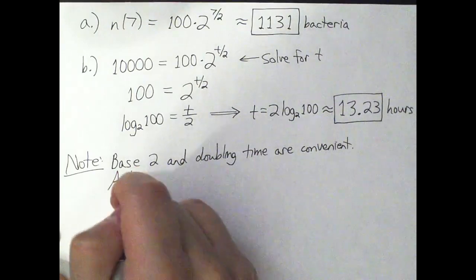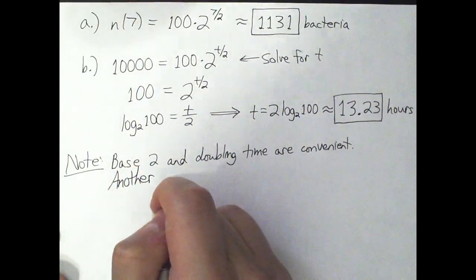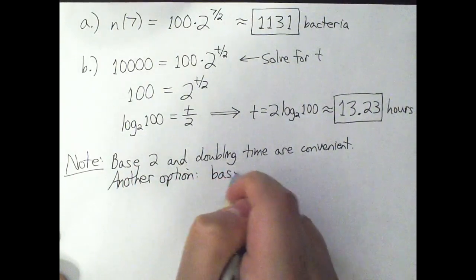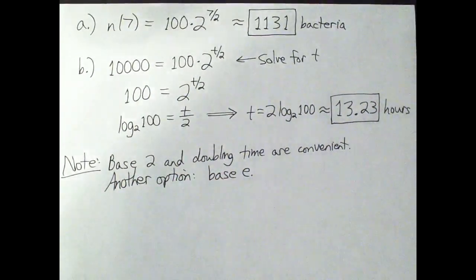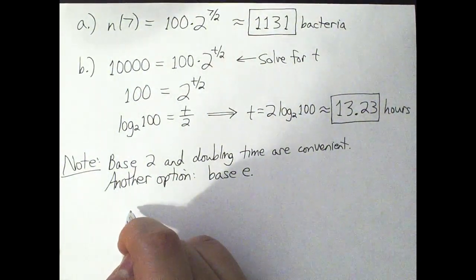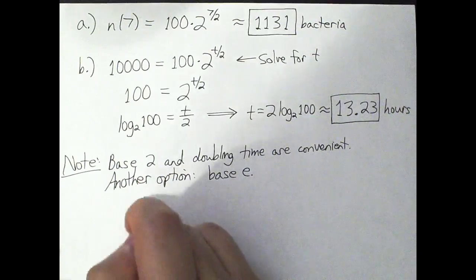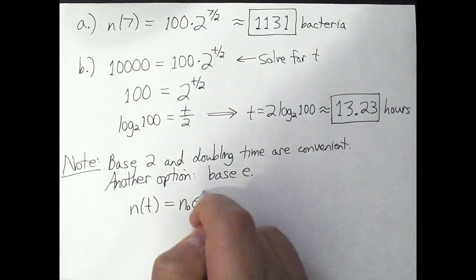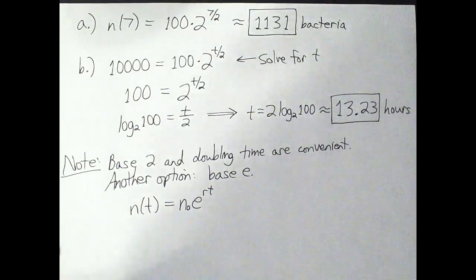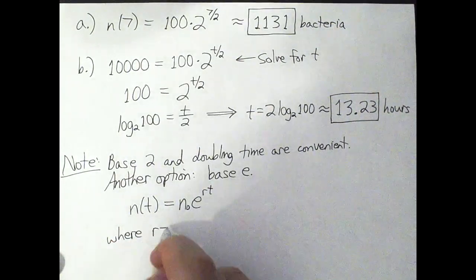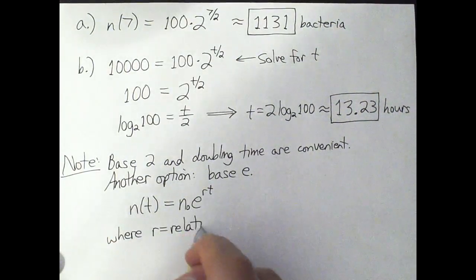Another option that's sometimes used in the sciences is base e. And in that case, we get a different looking model, or a different looking formula, N sub 0 e to the rt, where r equals the relative rate of growth.